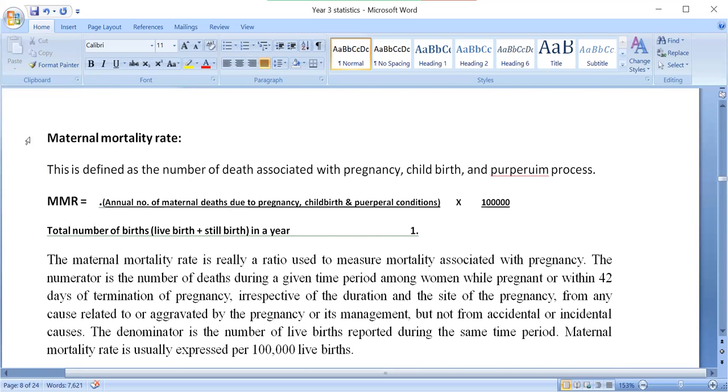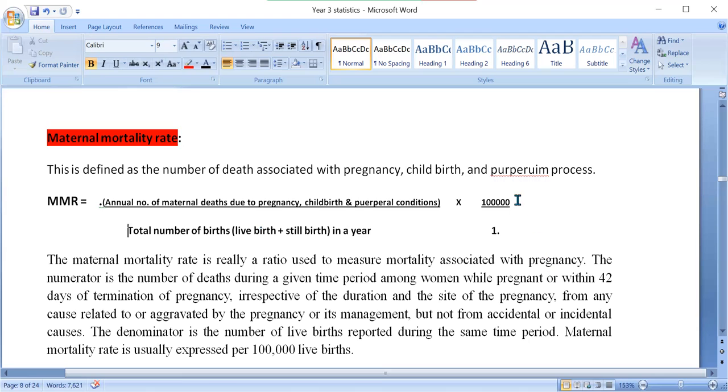Another mortality indicator we're looking at is maternal mortality. This one is very, very important because it's really crucial. It's another very important indicator. It is defined as the number of deaths associated with pregnancy, childbirth, and puerperal conditions. It is the total number of maternal deaths due to pregnancy, childbirth, and puerperal conditions, and it is usually measured per 100,000. We don't use 1,000 here. We use 100,000.